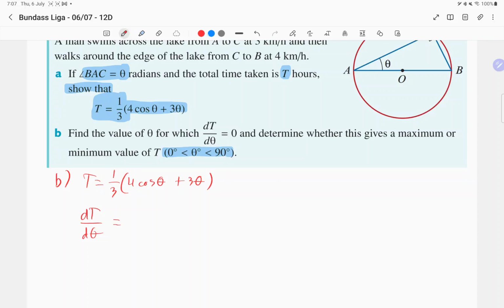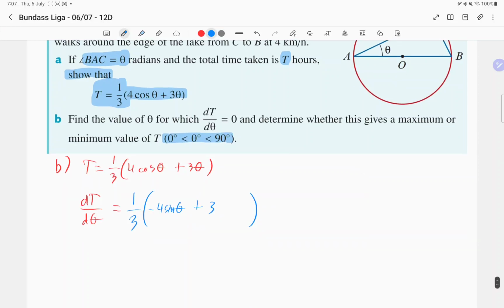Remember, if you have a constant factor times the function, the derivative will be the constant factor times the derivative of the function. You can safely ignore the constant factor, and then you just derive whatever is inside the brackets. So you just put the constant factor in first, and then you derive what's in the bracket. You don't actually need to times it in. The answer is going to be the same regardless. So you derive the bracket. 4 cos theta is minus 4 sine theta. And then 3 theta is just 3. So far so good?